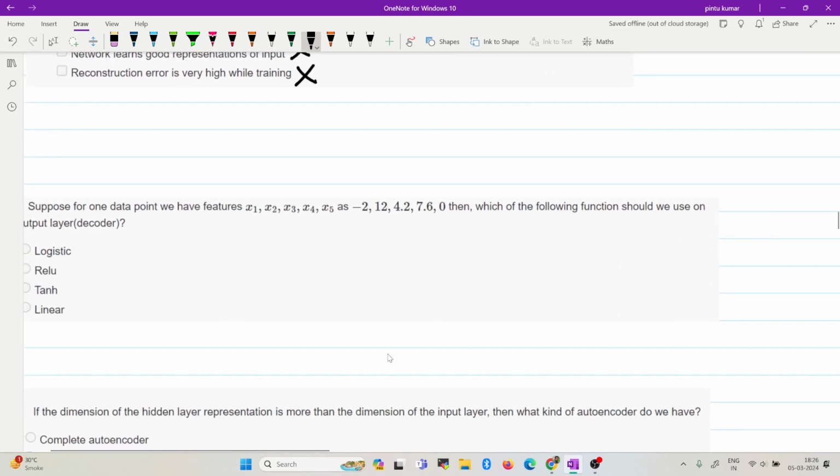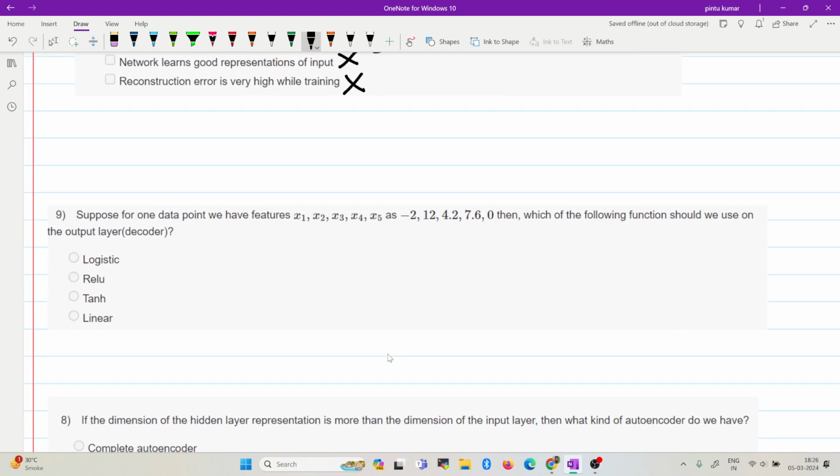Okay, this question you guys can answer. You can type it in the chat box. The question is, suppose for one data point we have features like this: -2, 12, 4.2, 7.6 and 0. Then which of the following activation functions should we use on the output layer of the decoder?